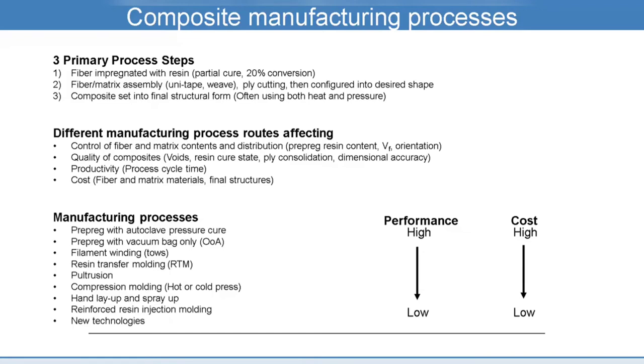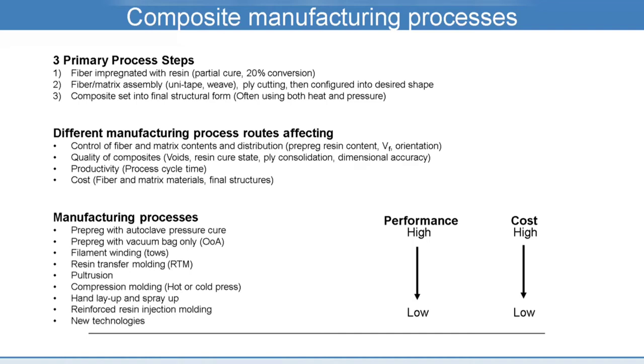You also have the fiber matrix assembly. In that step, you could have either unitape or weave, and then you're going to do ply cutting, and then you will configure it into the right shape. The composite is then set into a final structural form, which can be achieved by applying heat and pressure. I'll discuss some of this in a lot more detail in a future lecture.